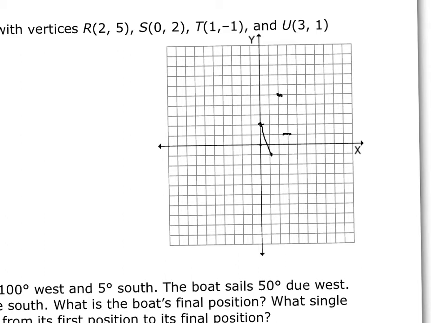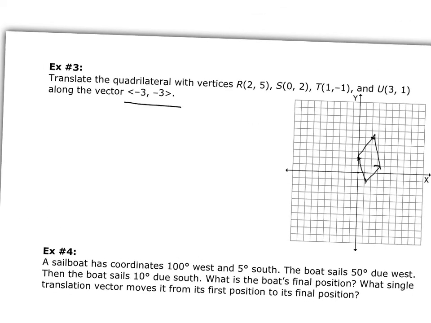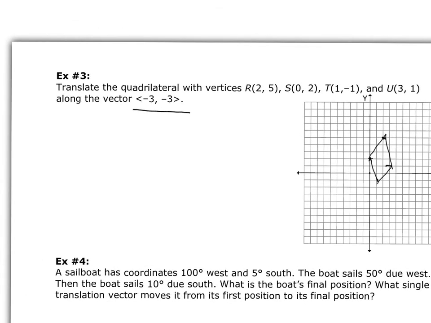Okay, so there's our quadrilateral. And we want to go ahead and translate that along this vector. So we need to go ahead and take 3 away from the x and take 3 away from the y. Okay, so let's start with each of our ordered pairs. We have 2, 5, 0, 2, 1, -1, and 3, 1.